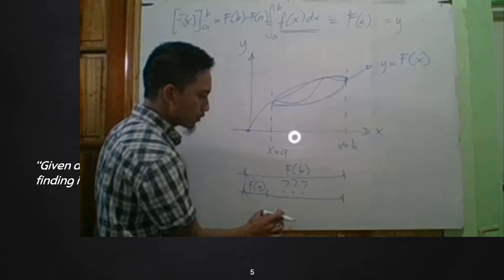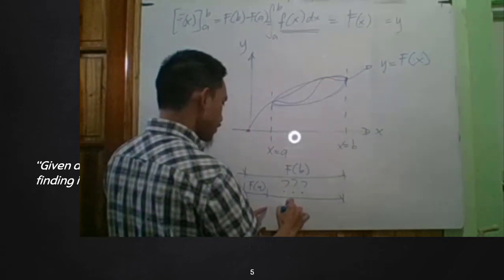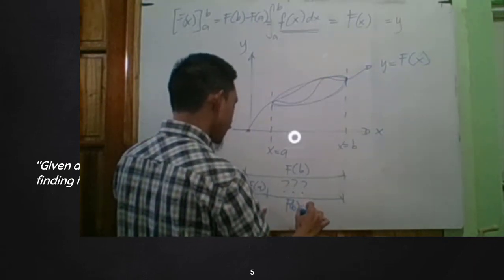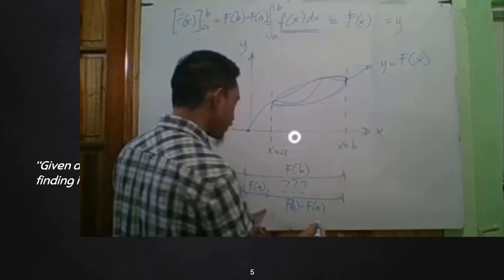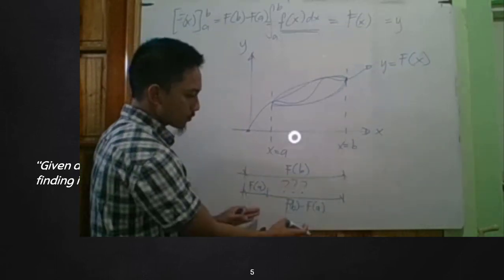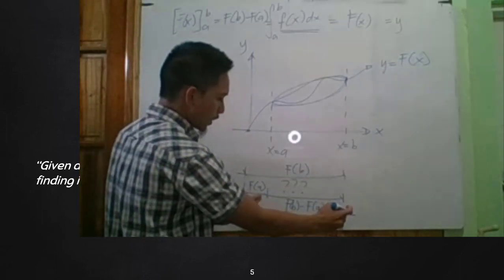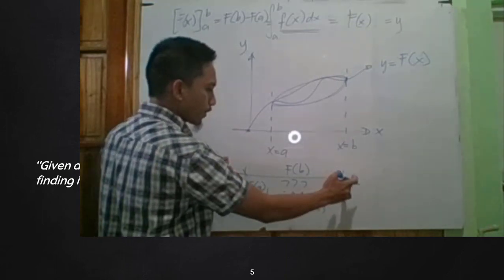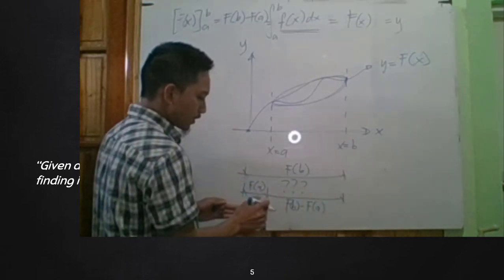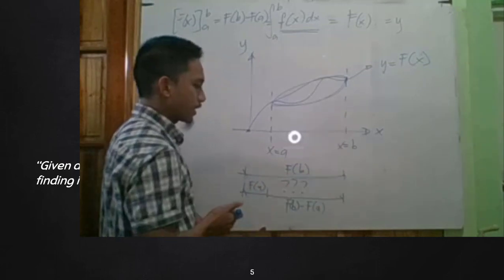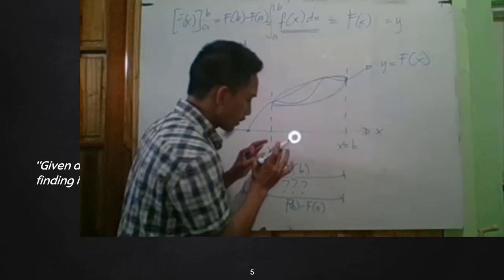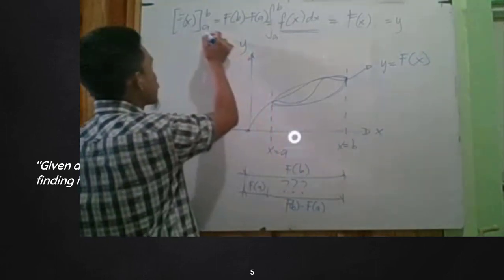So for me to get that, it is f of b minus f of a. How will I get that? Of course, just subtract. Getting the value between a to b, subtract the value of f of a from that f of b. That is the meaning of this one.